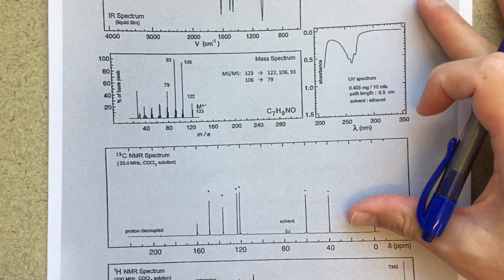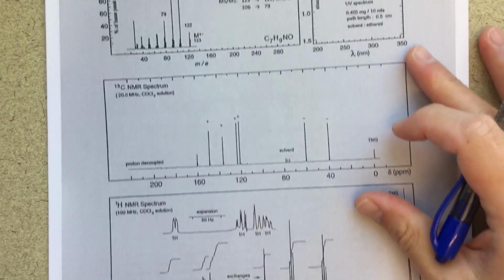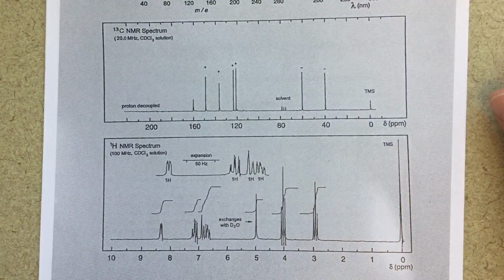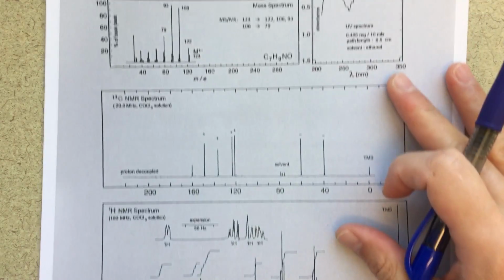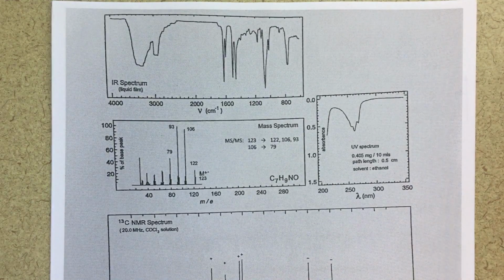But then I've got a carbon-13 NMR spectrum. It looks like we've got some DEPT data on here as well. And then I've got my proton NMR spectrum that will obviously be useful. All right, so let's go ahead and get started with our IR spectrum.